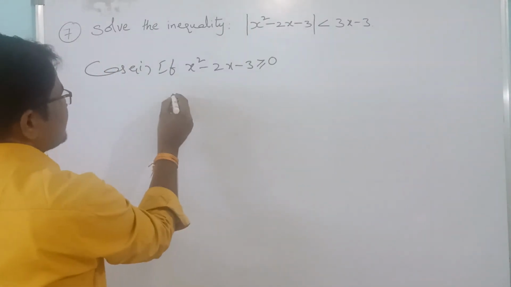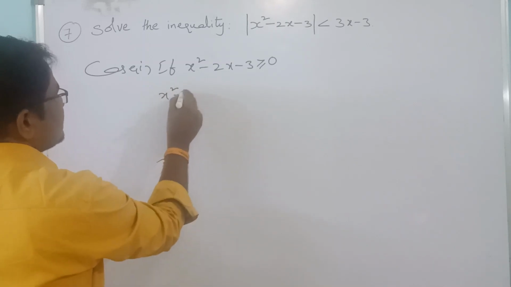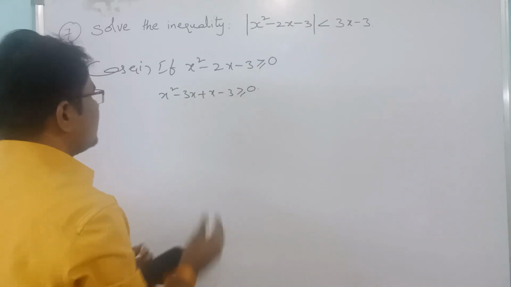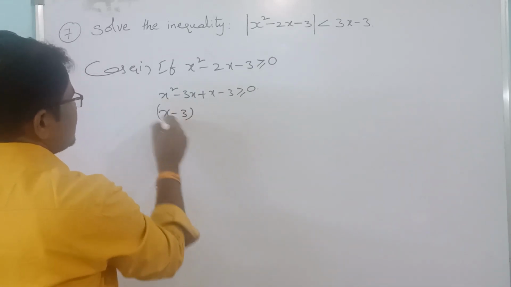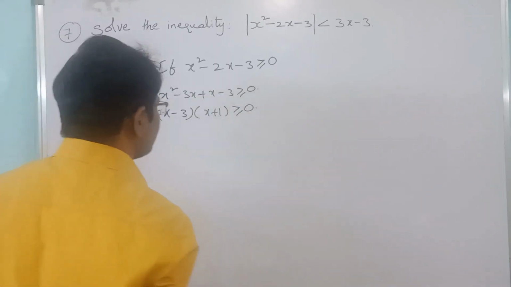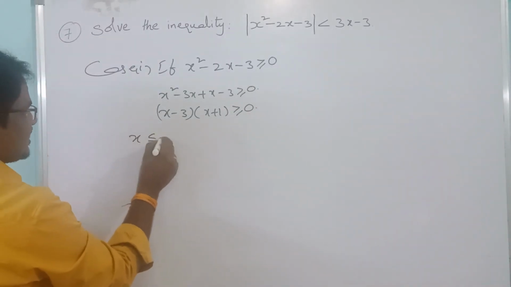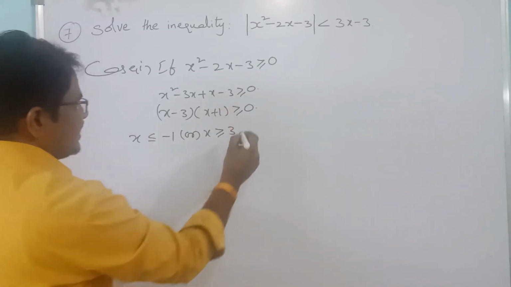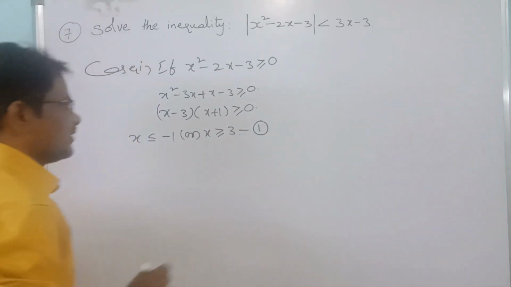Now take the factors for this one. x square minus 3x plus x minus 3 greater than or equal to 0, means x minus 3 times x plus 1 greater than or equal to 0. If you take on number line, you will get x less than or equal to minus 1, x greater than or equal to 3. Take this as equation number 1.